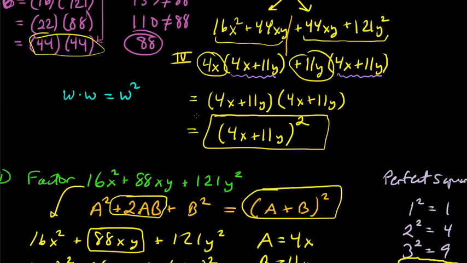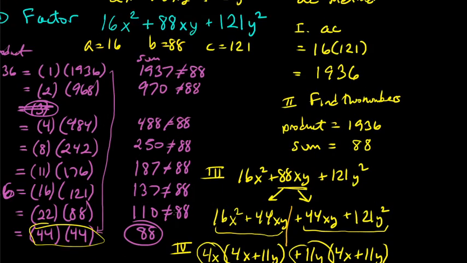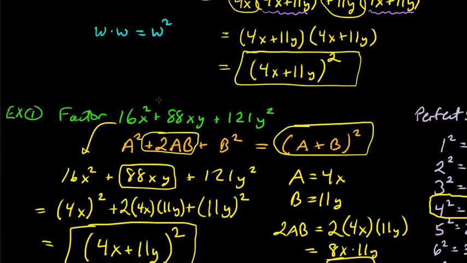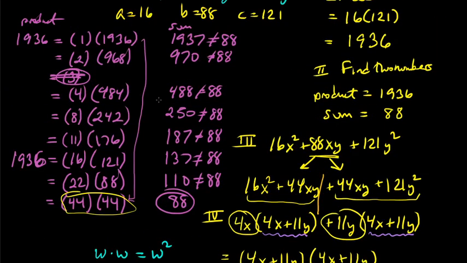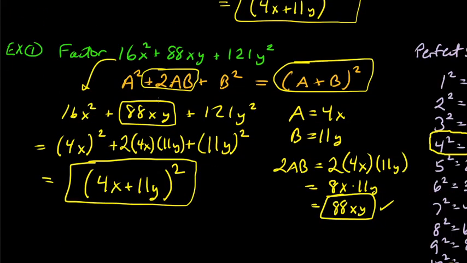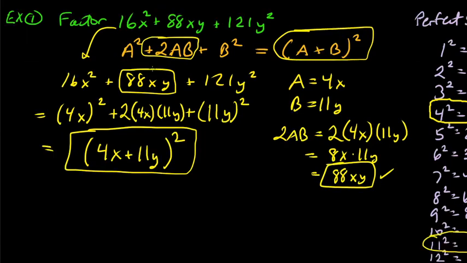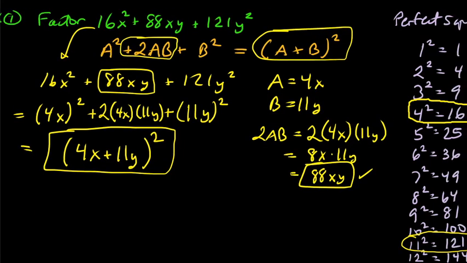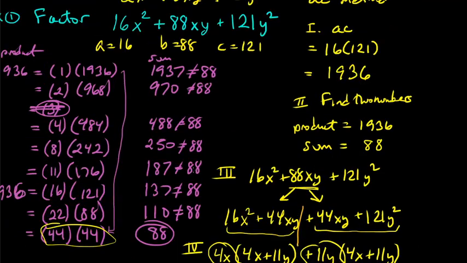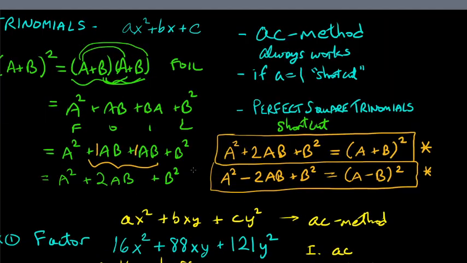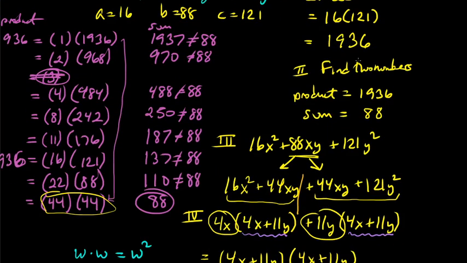So compare that with using the AC method, and you tell me which way you think is easier. All right, so again, I'm not going to say that they're always this much easier or faster, but I think this one was considerably faster than using the AC method here. So while the AC method always works, it's not always the best way. It's not always the fastest way.